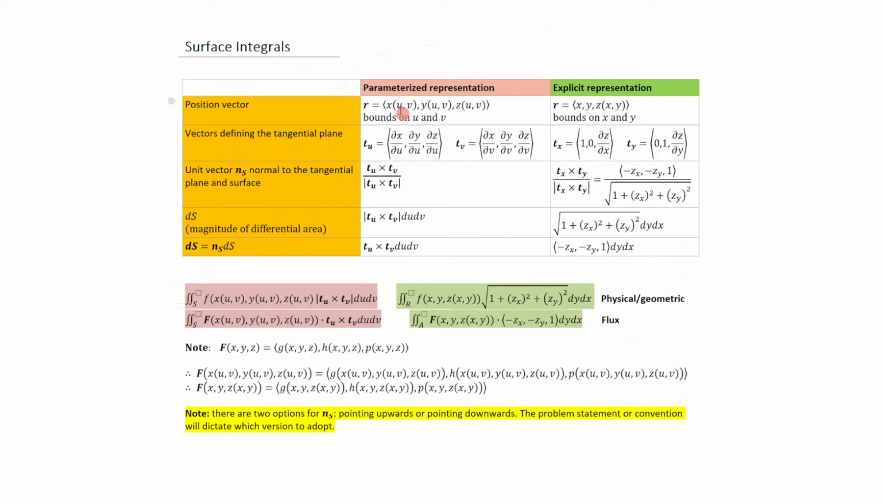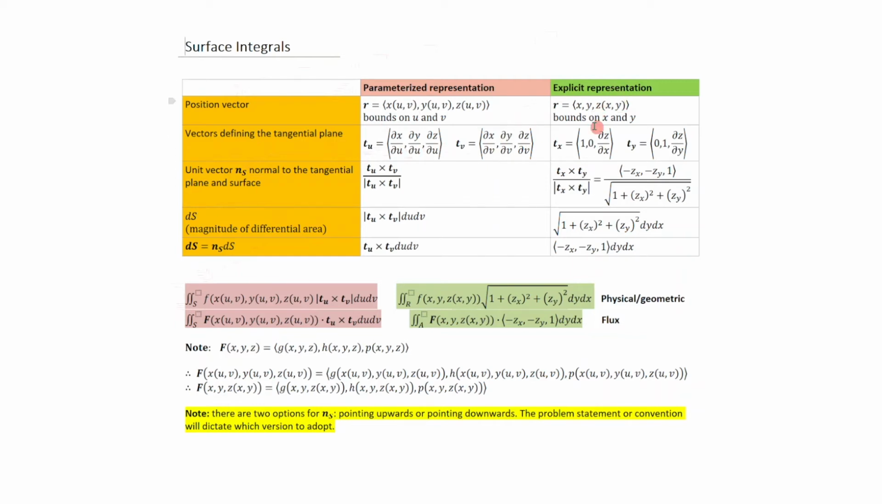Now, if we're trying to map out a surface, we need two variables. So here you'll notice u, v for the parameterized representation. For the explicit representation, z would be a function of x and y. So you'd have two variables, in this case x and y, in this case u and v. So for the vectors defining the tangential plane, you would take the derivative of this with respect to u, which would be one line, and the derivative with respect to v would be another line. So here are the two lines of particular interest.